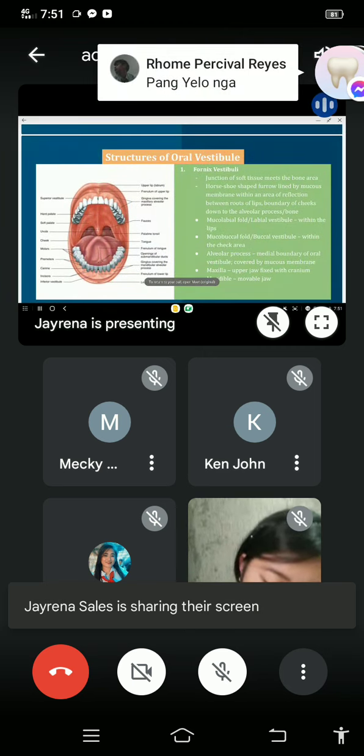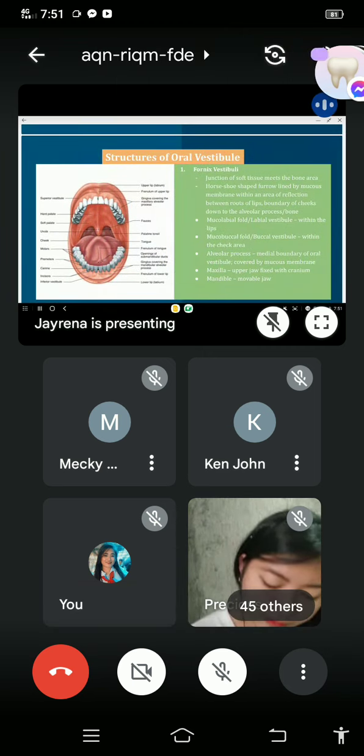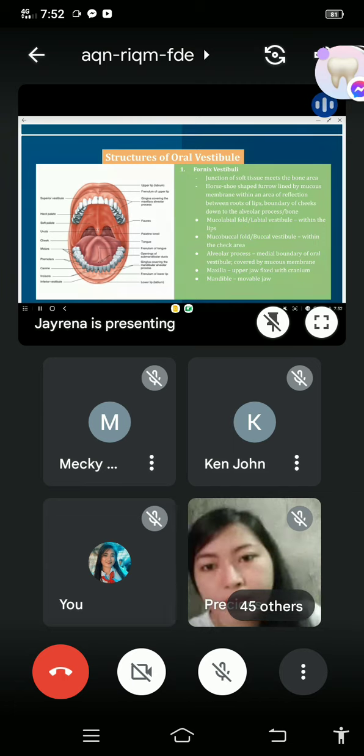Next. So there are different structures that are found in the oral vestibule. Oral vestibule, again, they are the labial surfaces and surfaces that is facing the lips. Okay?